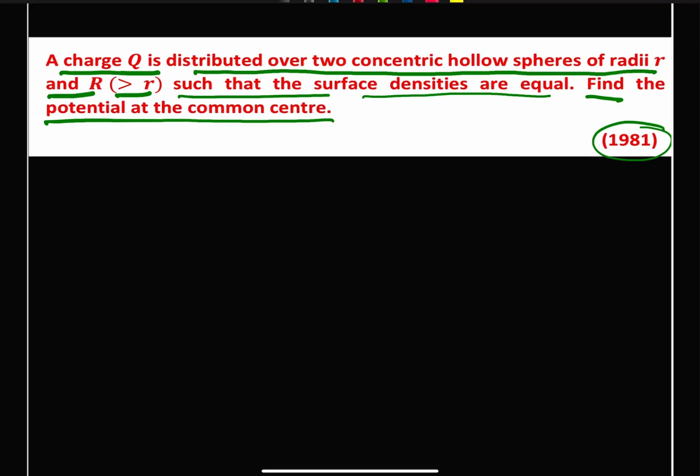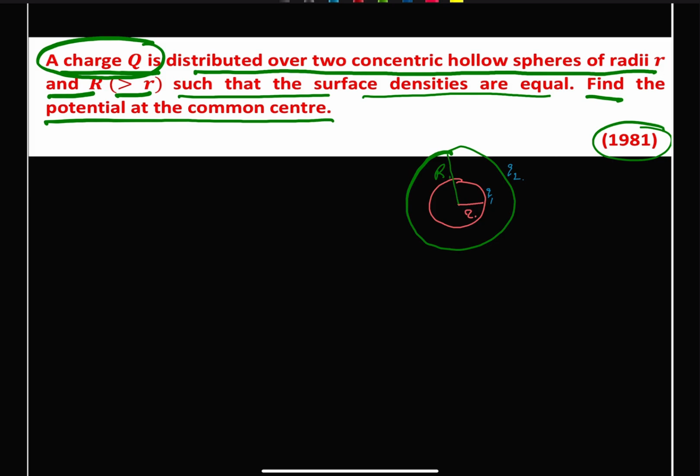We have concentric hollow spheres. So we have an inner sphere whose radius is given as small r, and an outer sphere whose radius is given as capital R. And we are given that a charge Q is distributed along this. It means the total charge on the internal as well as the external sphere should be equal to our capital Q. Summation. And we say that we have a charge of Q1 on small r and Q2 on capital R.